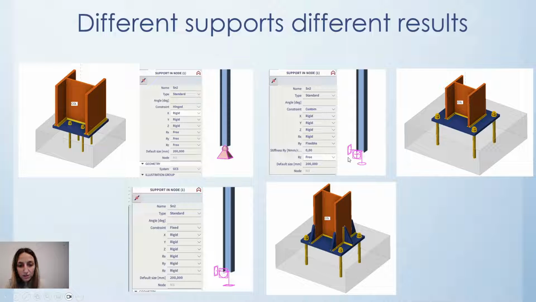In SCIA Engineer, they would look like this, where we would input the stiffness value or their initial stiffness value in some of the axes. And normally they will have some cross indicating around which axis we applied a certain stiffness.